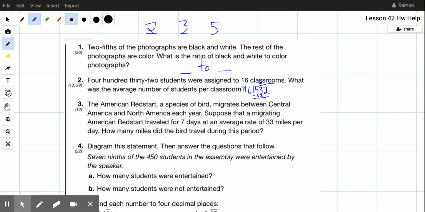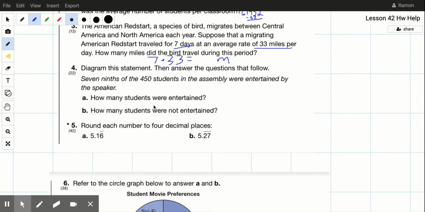Okay, number 3, the American redstart, which is a species of bird, migrates between Central America and North America every year. Suppose that a migrating American redstart traveled for 7 days at an average rate of 33 miles per hour. How many miles did the bird travel during this period? So if they traveled for a total of 7 days, and they traveled 33 miles in that amount of time, we would just multiply to find the total amount of miles that the bird traveled during this time period.